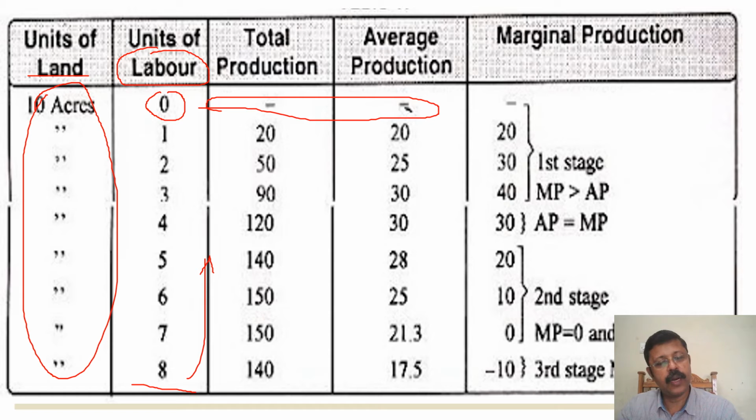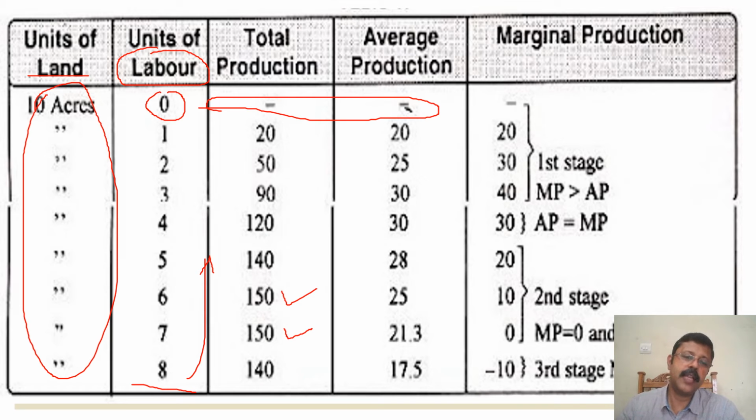When we have one laborer, output is 20 units. The second laborer will give you 50 units of output. The third unit of labor will give you 90 units of output. And the 8th laborer will give you 140 units of output. In between something happened. What is that? When we have the 6th laborer, you have got 150 units of output. When you added the 7th laborer also, nothing happened. Your output did not change.